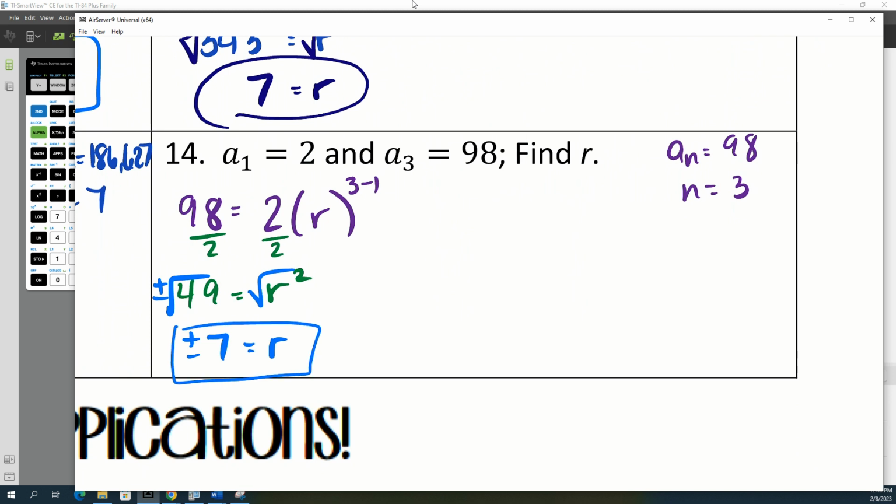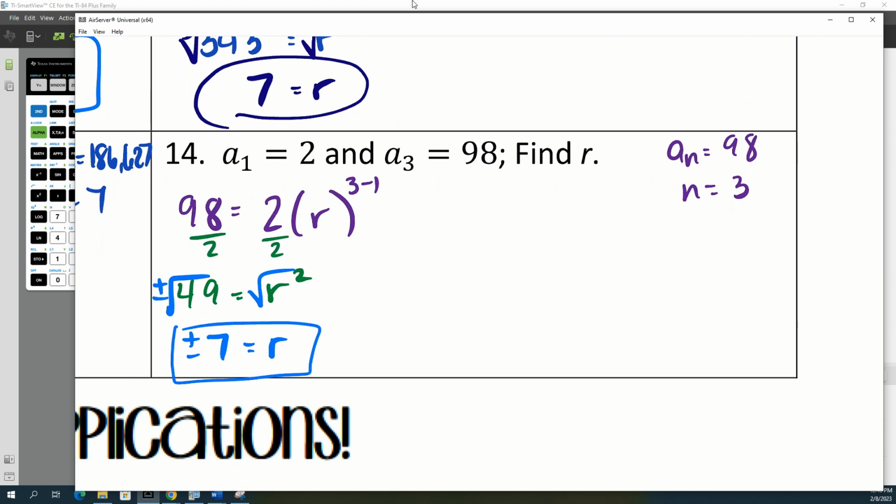I would think that this might be multiple choice, but yeah, if you only get the positive 7, you're only getting one of the 2 answers. Hopefully, if you see the multiple choices, you'd remember.